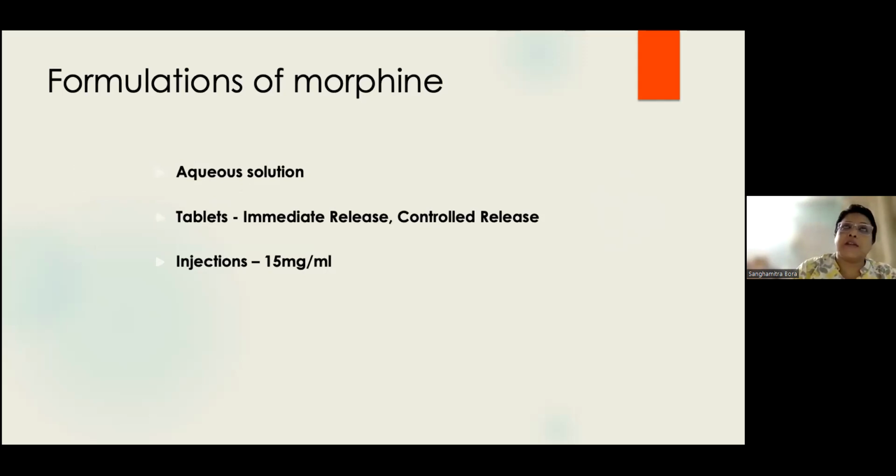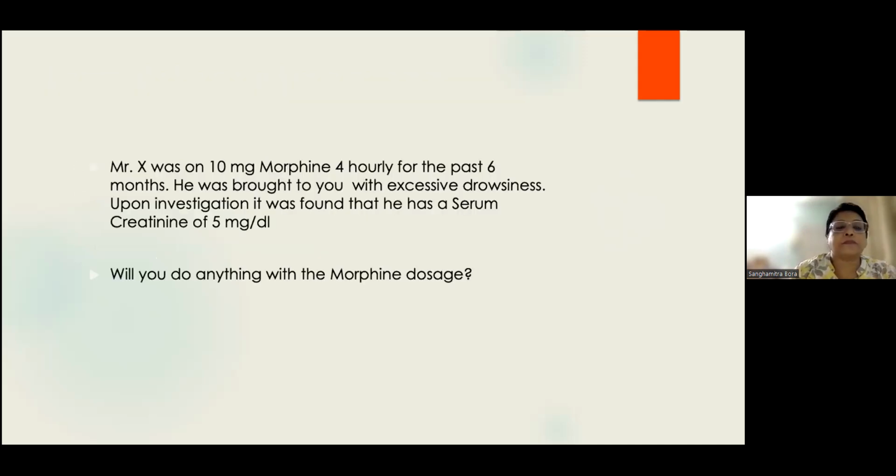We have aqueous solutions that are used for kids and can be used for patients who are on Ryle's tube, and there are tablets of immediate release and controlled release, and then injections. Injections also come in 10 milligrams per ml and 15 milligrams per ml.